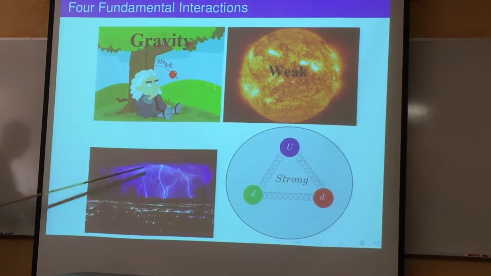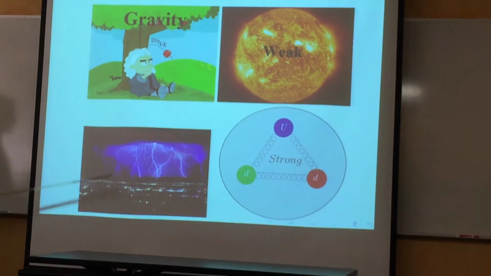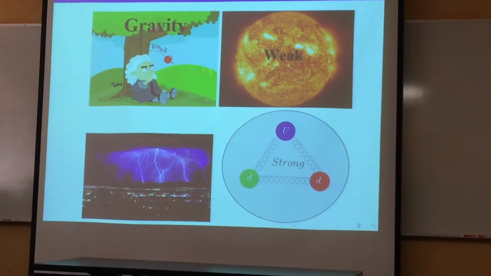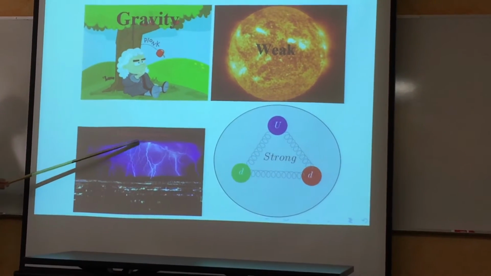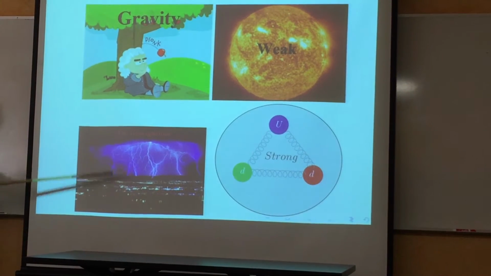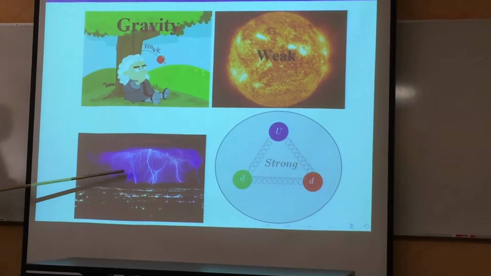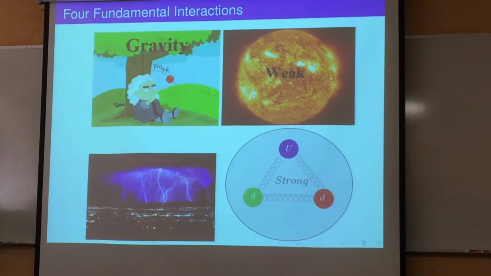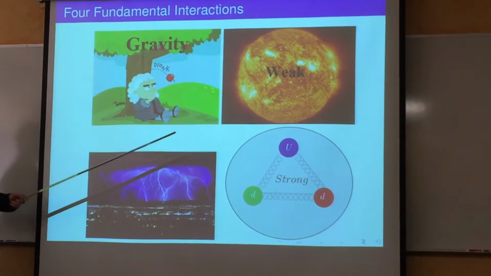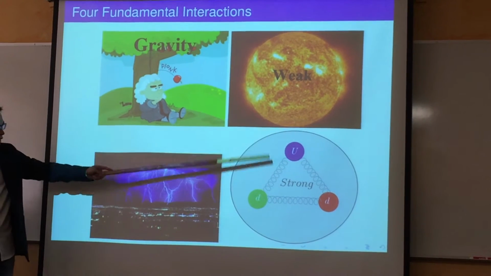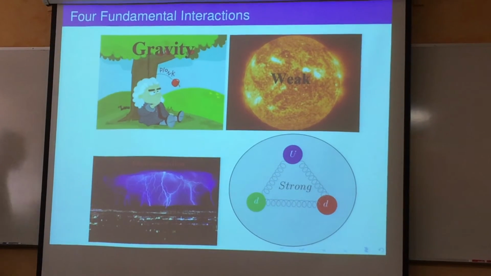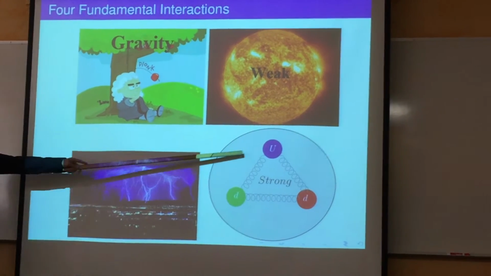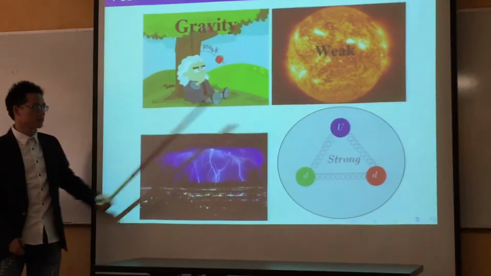For electromagnetism, any interaction involving photons is an electromagnetic interaction. So it happens in our everyday life. For the weak interaction, this is the energy source of star burning. And for the strong interaction, it happens between the quarks and the gluons.